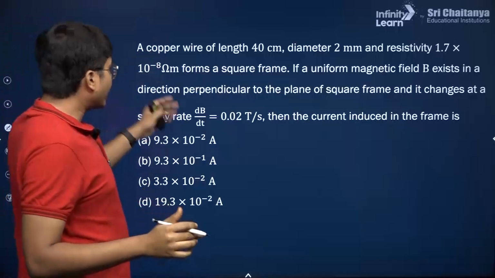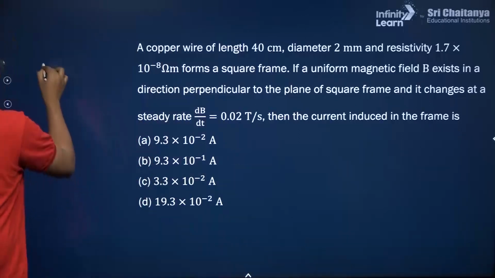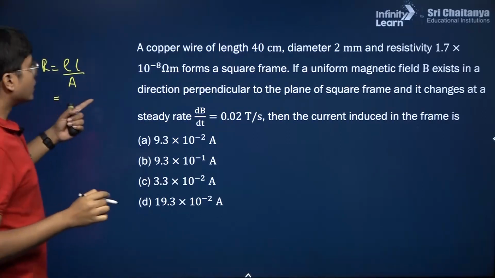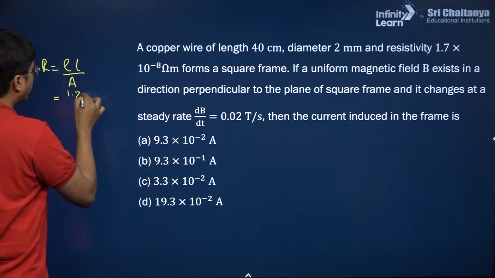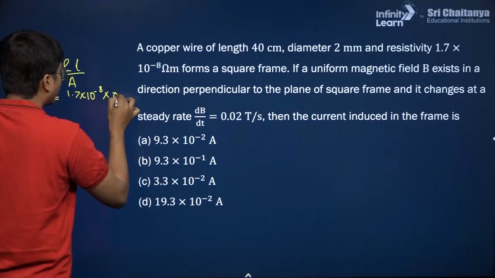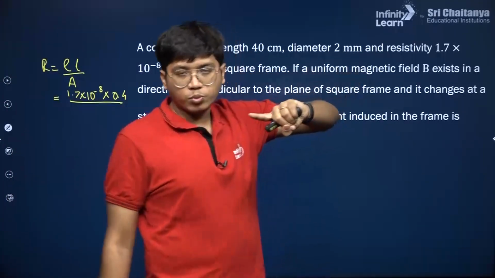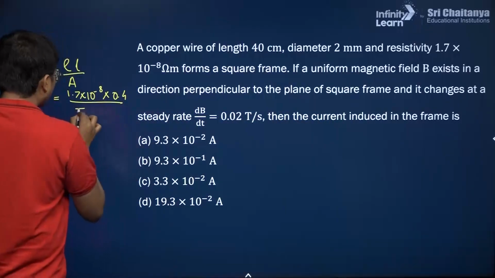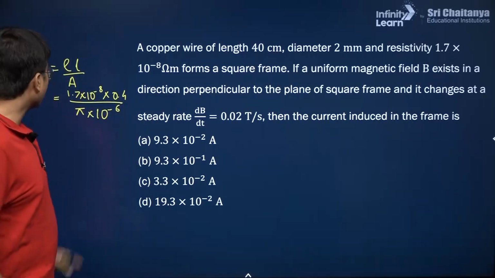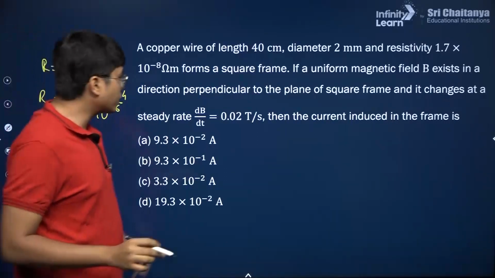You need the resistance, otherwise with dB/dt you can get the EMF, but to go to current you need resistance. So let's find the resistance first. R is equal to rho L by A. So rho is given to us as 1.7 into 10 to the power minus 8, into L, which is 40 centimeter, that is 0.4, divided by the area. Diameter is 2 millimeters, so radius is 1 millimeter. So it's pi into 10 to the power minus 6, because pi r square, and r is 10 to the power minus 3. So that is my resistance. We'll leave it as of now. We'll come back to it later. We won't calculate it yet.